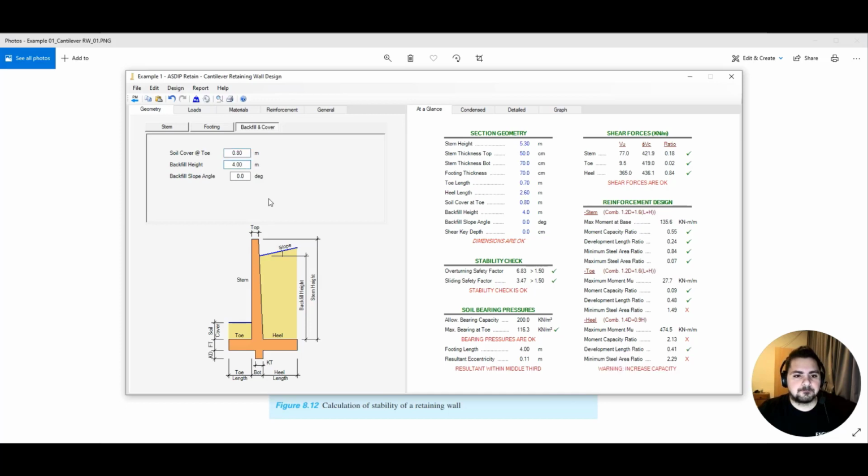Okay. Now the backfill height is usually equal to the height of my stem. Because we are using a trial version of ASDIP, we cannot go for a height greater than 4 meters, so we are going to go for a backfill height of 4 meters.